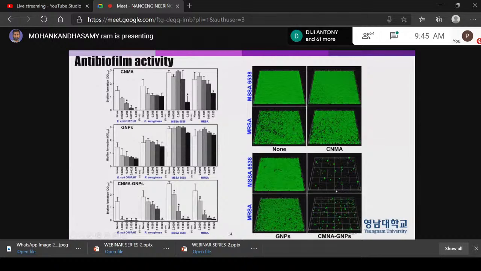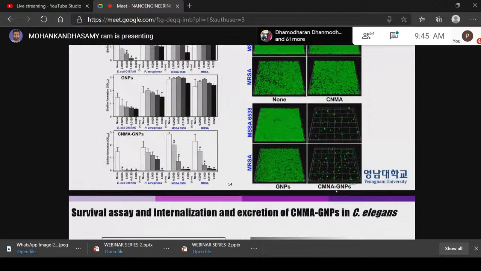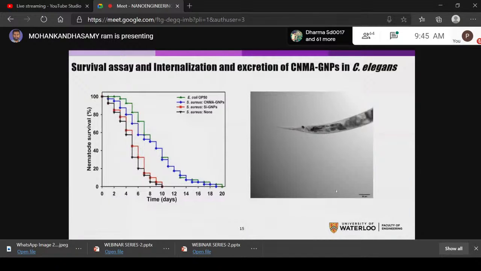Whatever the type of bacteria, it doesn't matter; how efficient our nanoparticles are, that matters. So we performed this and claimed our nanoparticles are highly anti-biofilm in nature. Additionally, we did cytotoxicity studies using C. elegans as an animal model. This is a worm. You are well familiar with using mice or rats as an in vivo model, but another possibility is that we can use worms as an in vivo model. So we developed the use of these worms as an in vivo model, and we checked our nanoparticles against it.